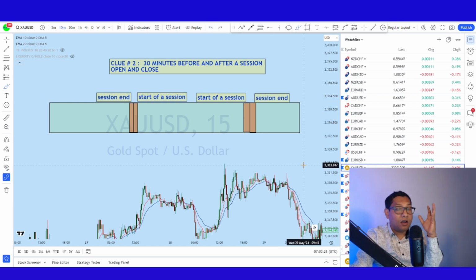And these are the clues that we can use to find high probability trade setups for lower time frame trading opportunities. I believe, traders, you enjoyed this very important lesson and found value in it to find out when to look for trading opportunities on the lower time frame.